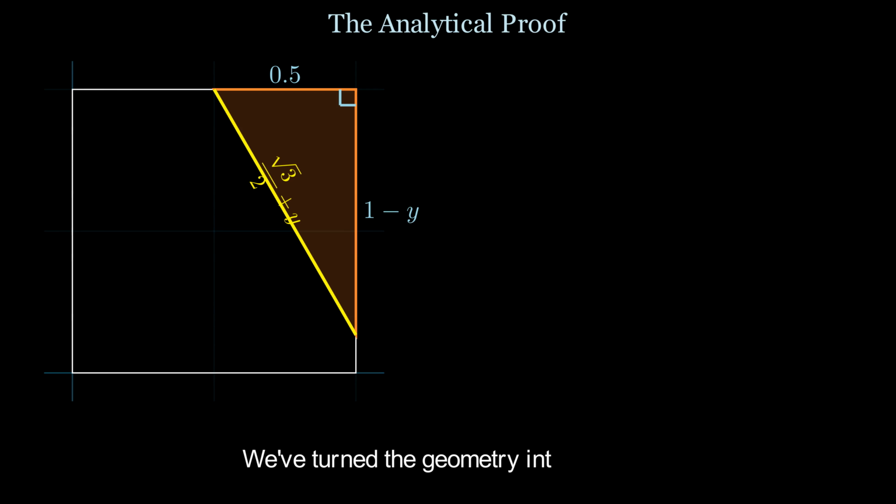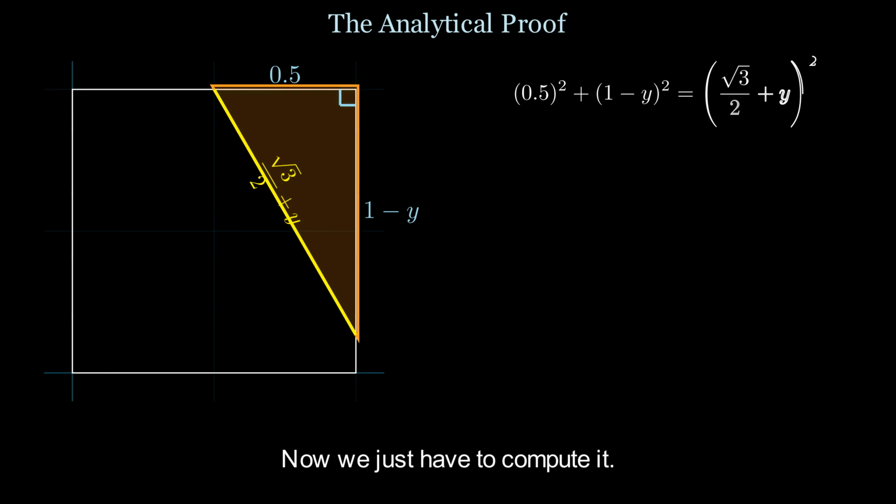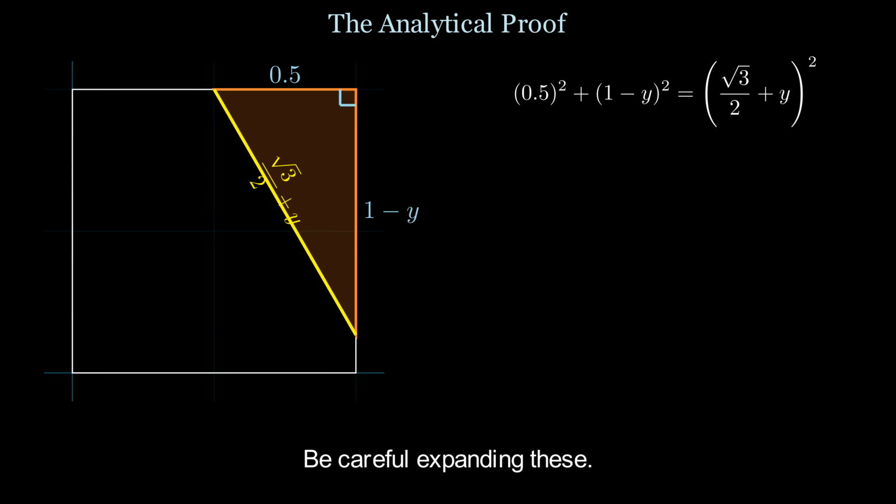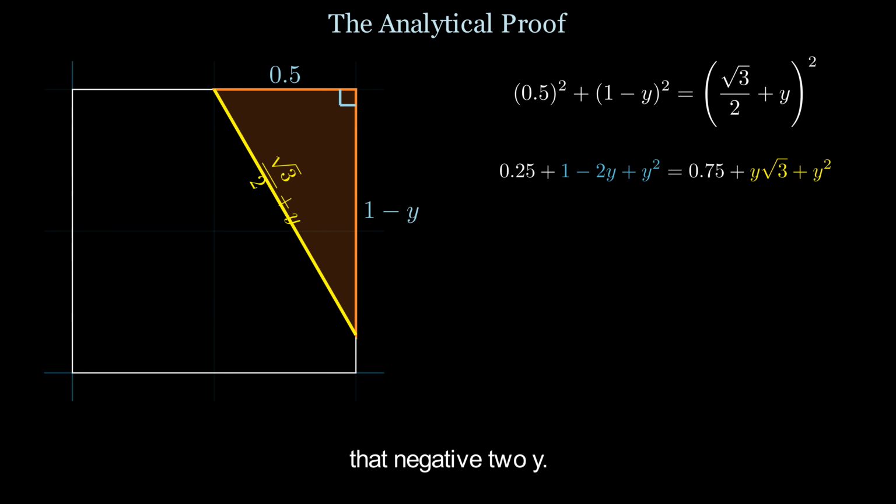We've turned the geometry into algebra. Now we just have to compute it. Be careful expanding these. It's easy to forget the middle term, that negative 2y. Look at that! The y squared terms cancel out. That makes things much easier.